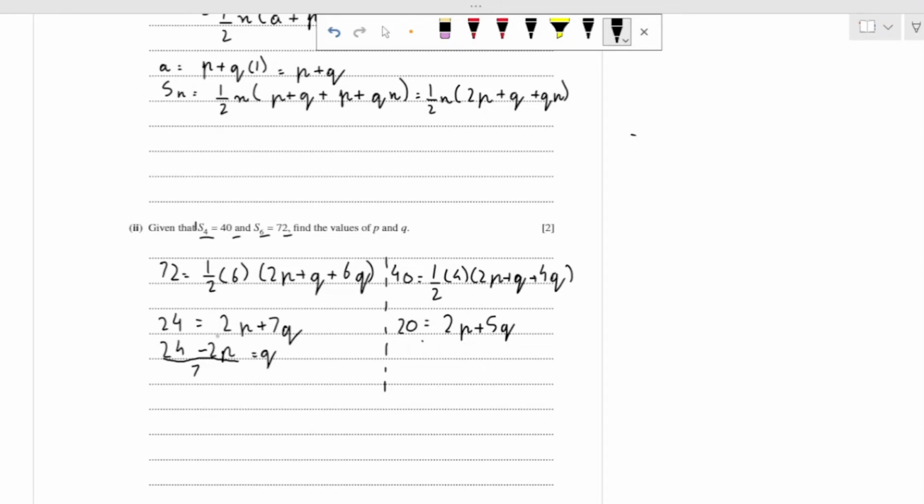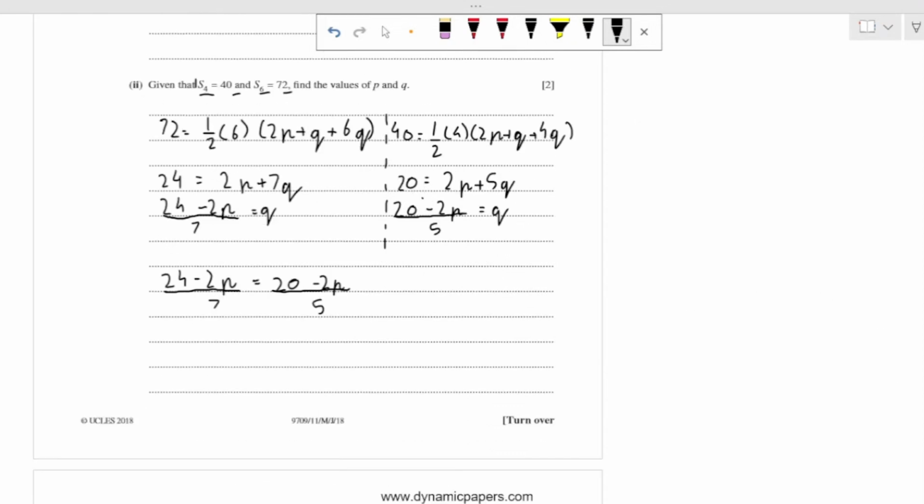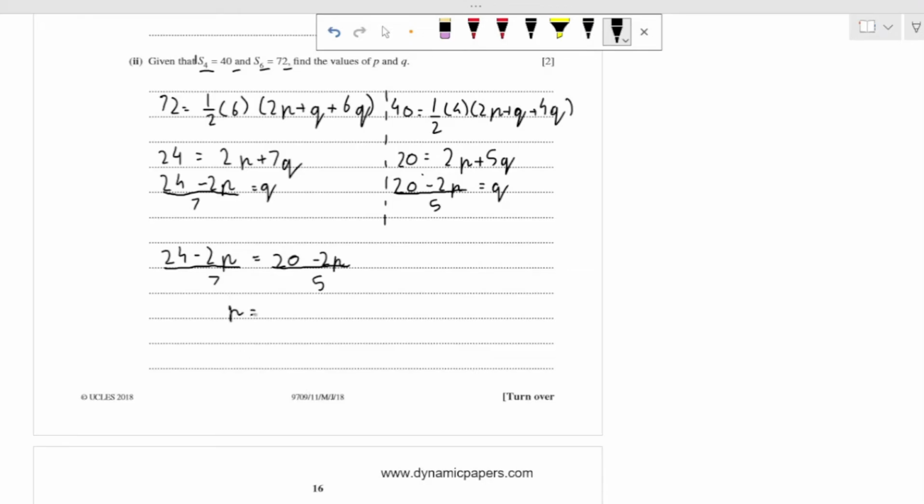And for this one, let's make q the subject over here as well. So over here q becomes the subject as 20 minus 2p over 5. That equals q. Now we can equate both of these equations. And now when we solve for p, we will get 5. And we can substitute the value of p back into one of these original equations, any one, it doesn't really matter. And for q, we will get 2. And that's your answer.